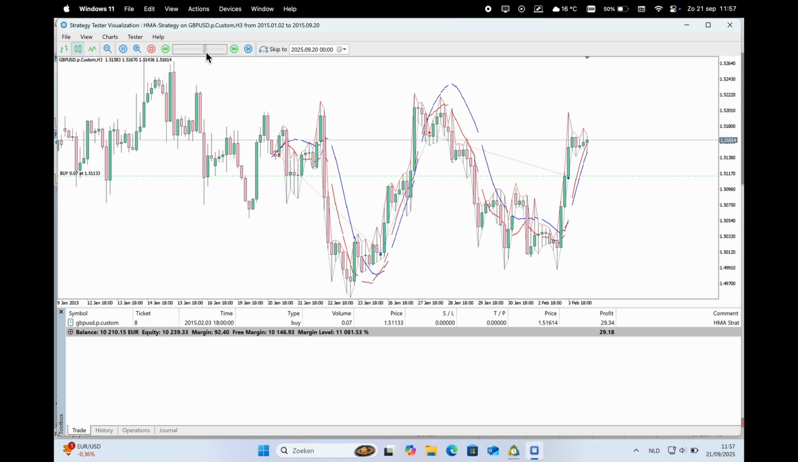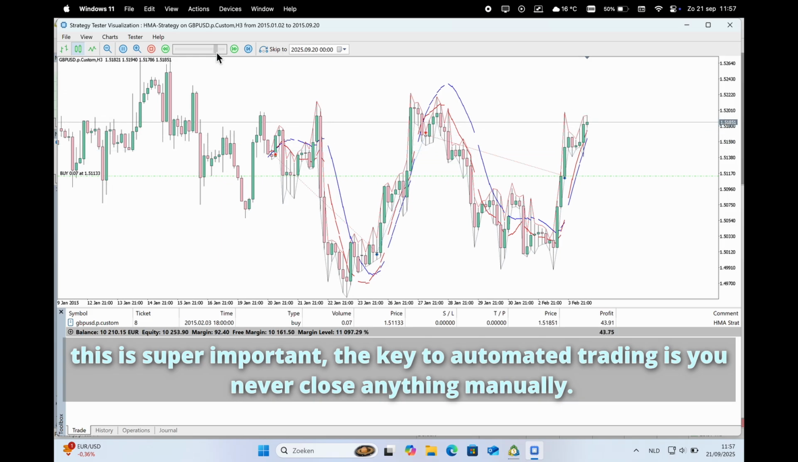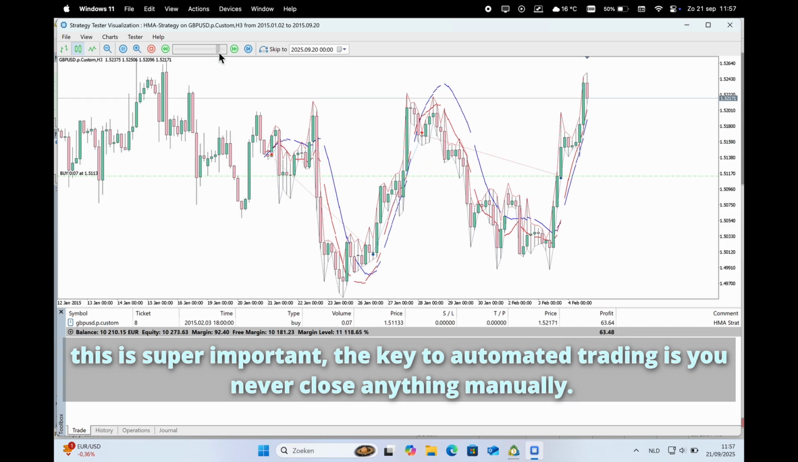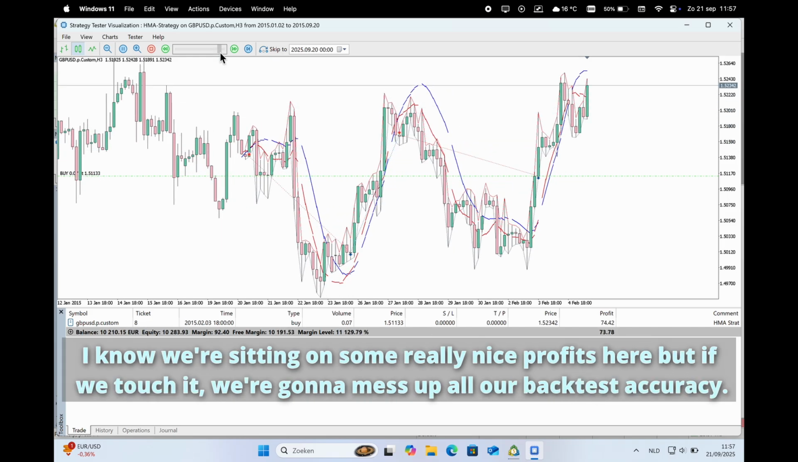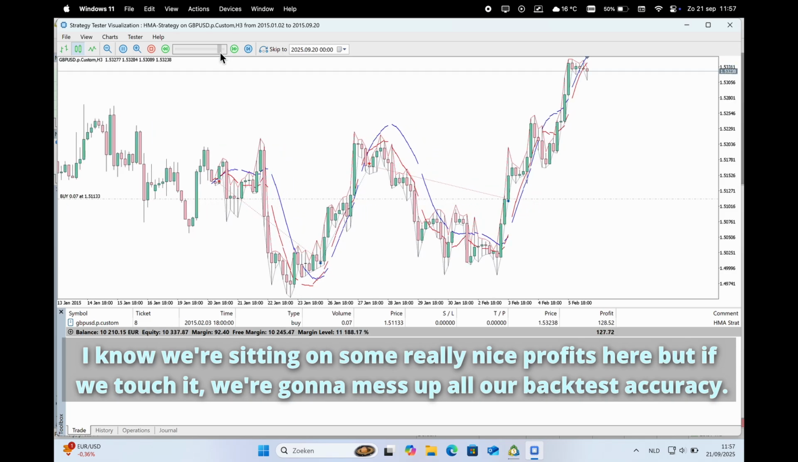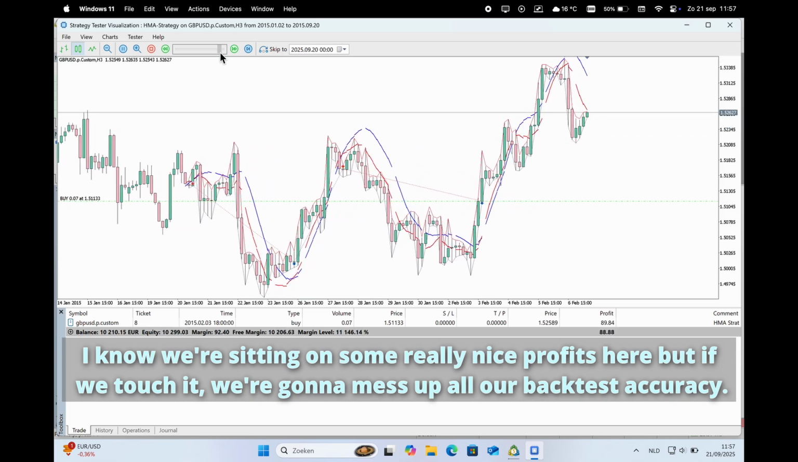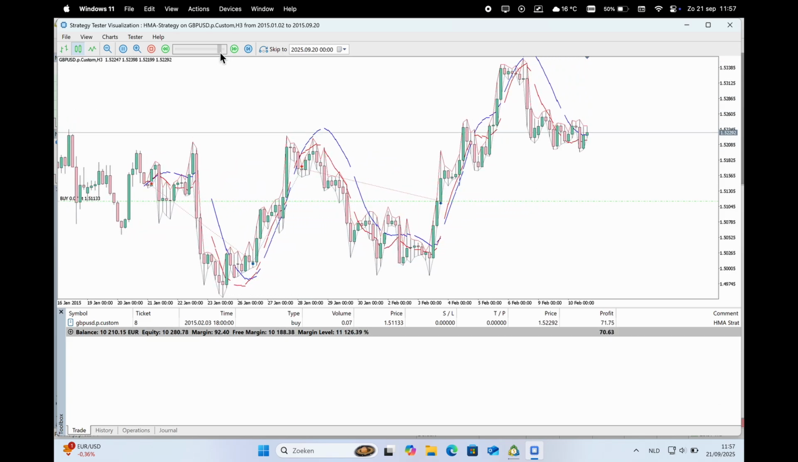Let me fast forward to the end of this trade, and this is super important. The key to automated trading is you never close anything manually. I know we're sitting on some really nice profits here, but if we touch it, we're going to mess up all our backtest accuracy.